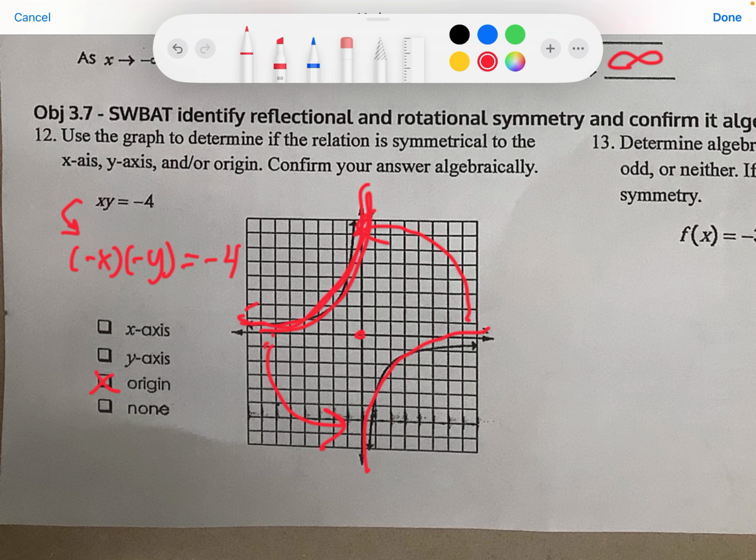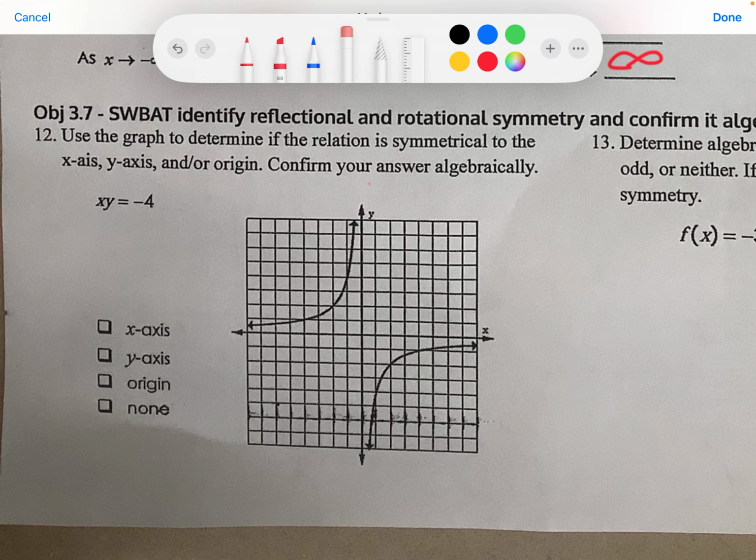Well, negative times negative is positive. So these two negatives are going to cancel each other out. So it's just x times y equals negative 4, which is the same equation we began with. Since we plugged in x and y being both negative and we got the same equation back, that means that this has origin symmetry. Again, look into your notes for that, but the rule is for origin symmetry, you switch x to negative x and y to negative y.